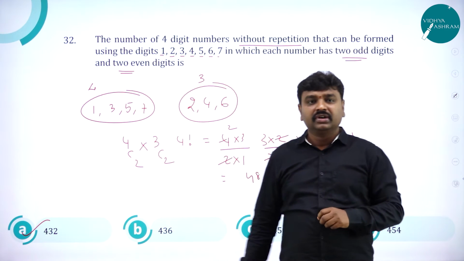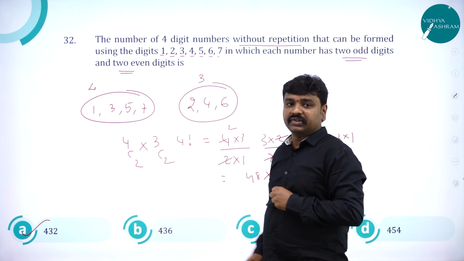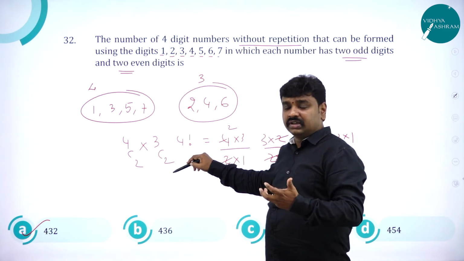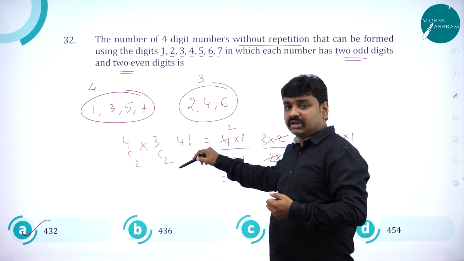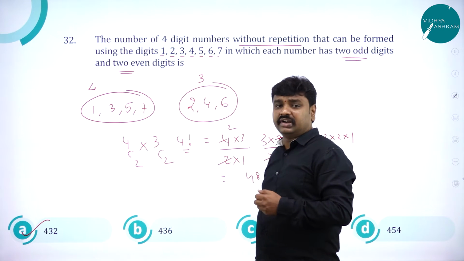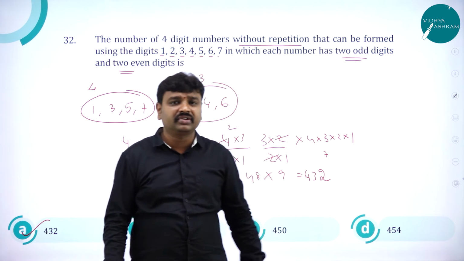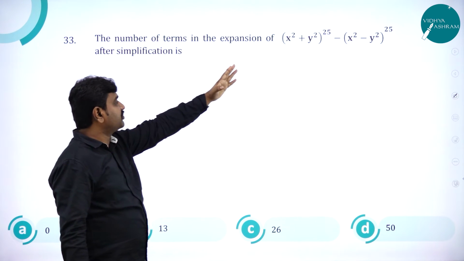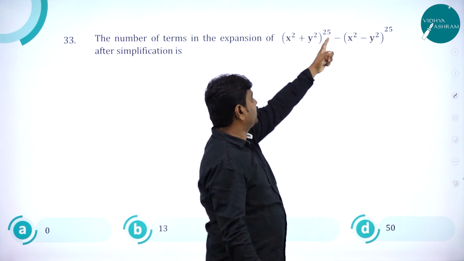How many of you got this? To select we use combination, to arrange we use permutation. 4 digits have been selected: 2 from even, 2 from odd. And we have to arrange. Arrange means n factorial. N different digits can be arranged in n factorial ways. That's it.